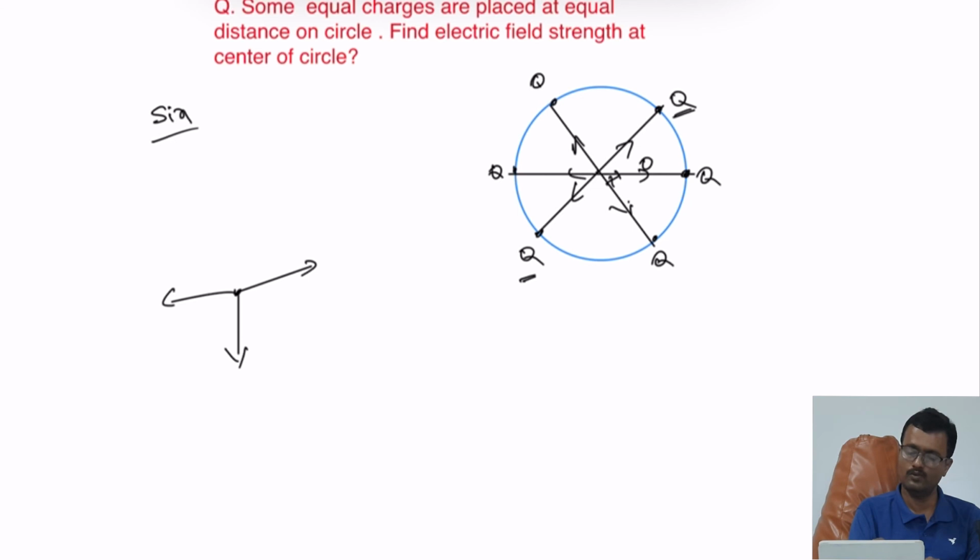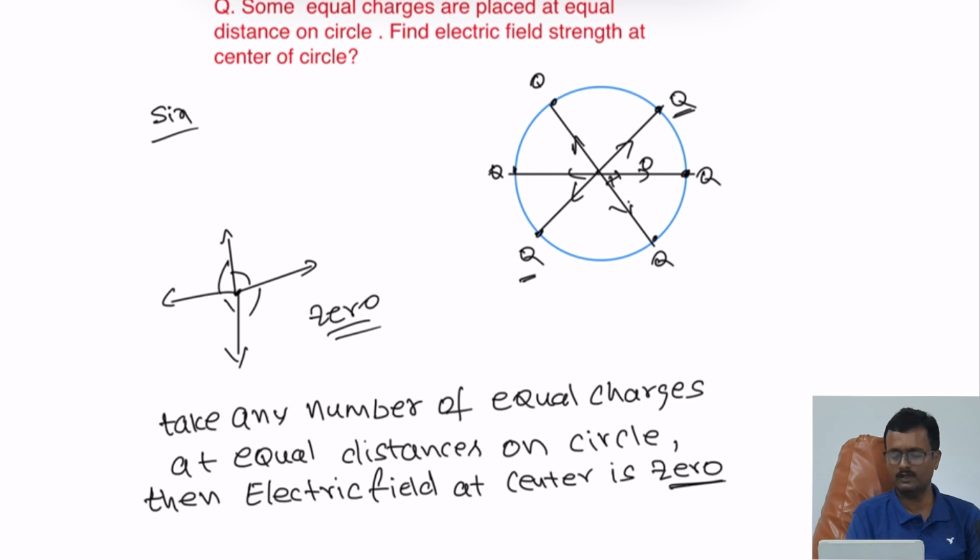Suppose some vectors whose magnitudes are equal make equal angles with each other, then the resultant of these vectors becomes 0. Take any number of equal charges at equal distances on the circle, then the electric field at the center is 0.